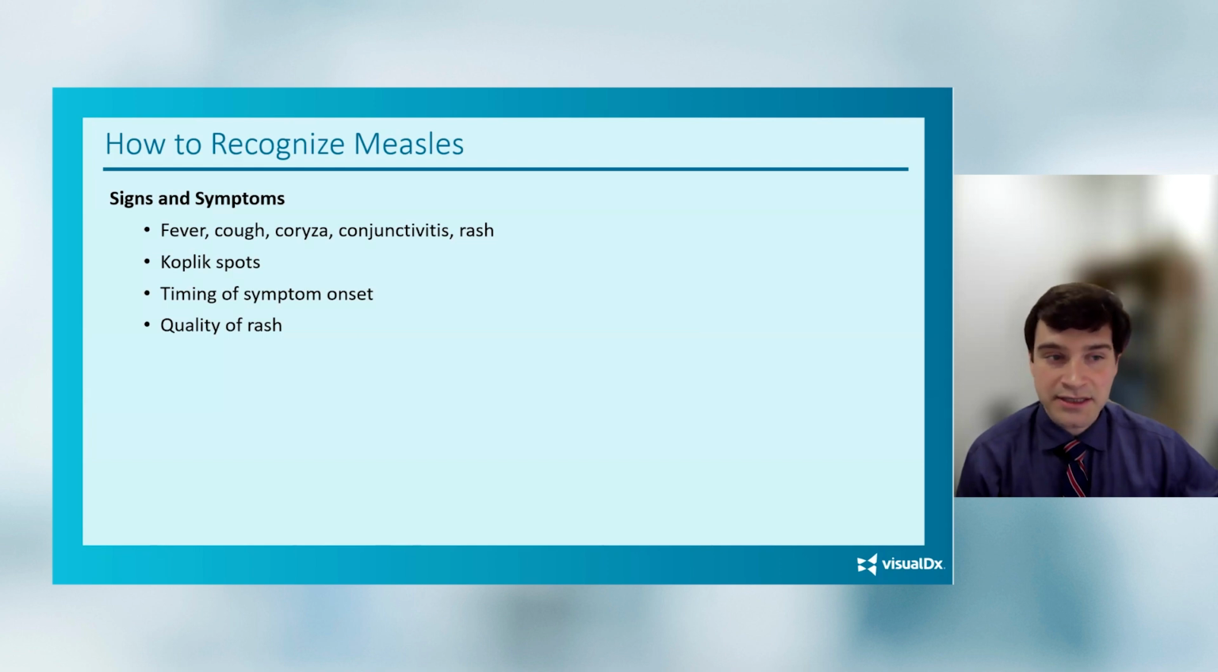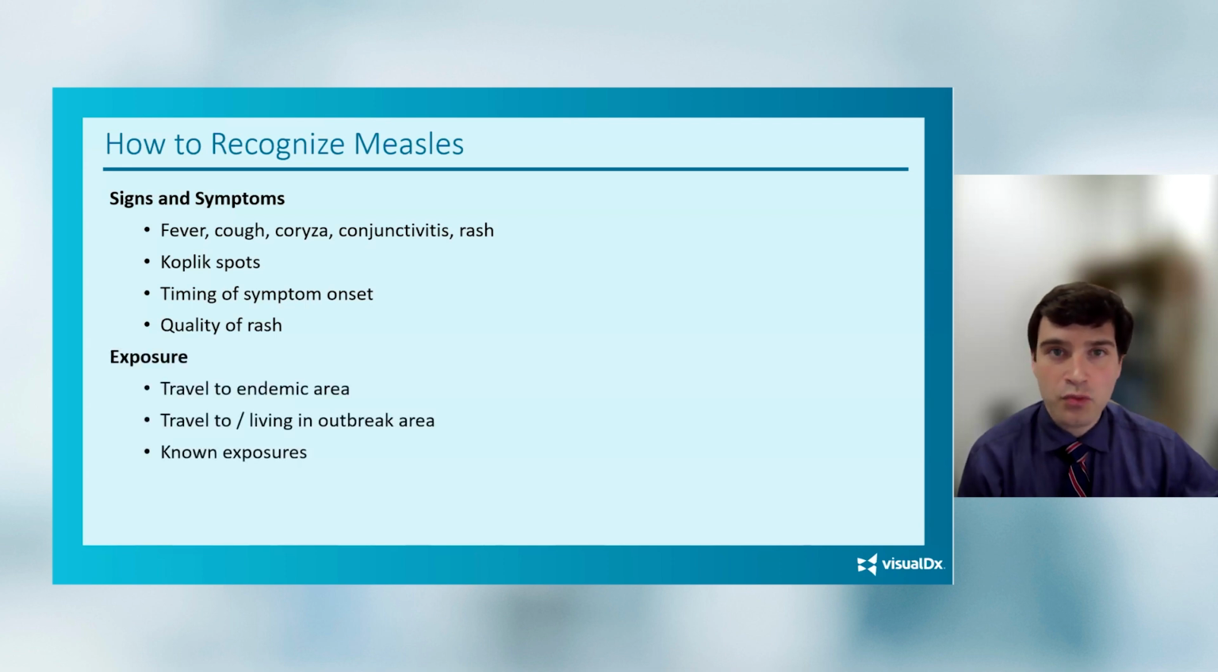Now, first is the signs and symptoms. And these are fever, cough, coryza, conjunctivitis, and rash. The pathognomonic enanthem that are called Koplik spots, which we'll go over shortly. There's a very classic timing of symptom onset and quality of the rash as well that I'll go over in the upcoming slides.